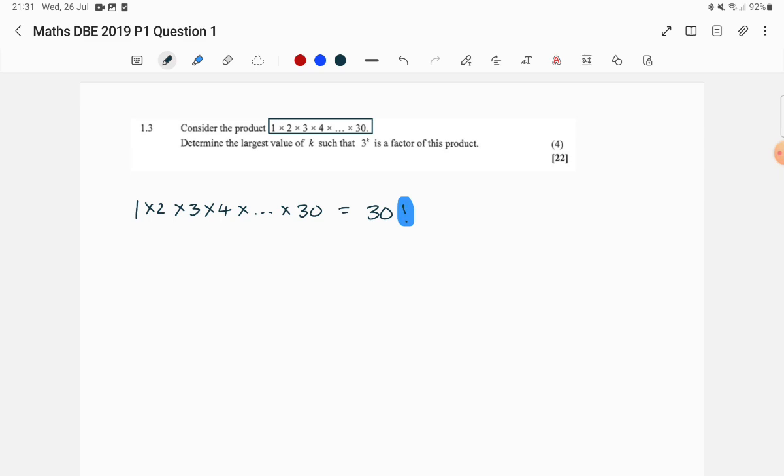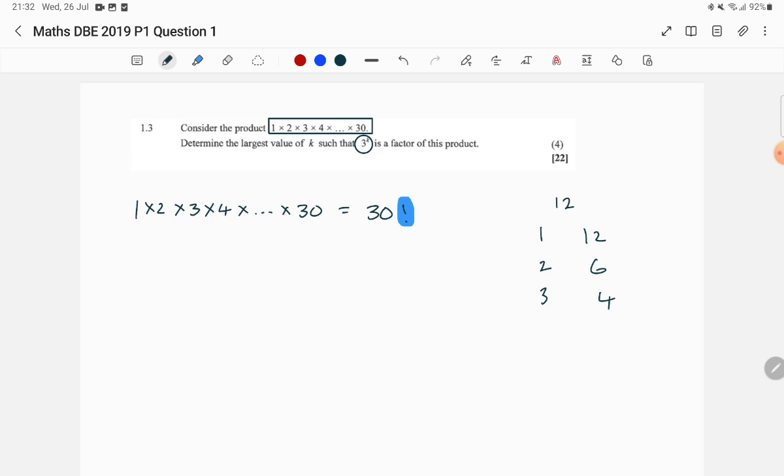Now it's saying determine the largest value of k such that 3 to the power k is a factor of this product. In simple terms, whatever 30 factorial is, you can put this in the calculator, and whatever value you get, 3 to the power whatever has to be a factor of this product. If I ask you what the factors of 12 are, we have 1 and 12, 2 and 6, 3 and 4.